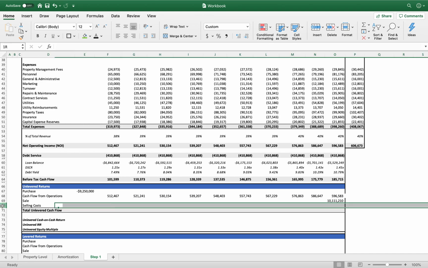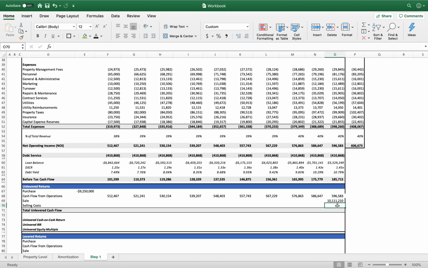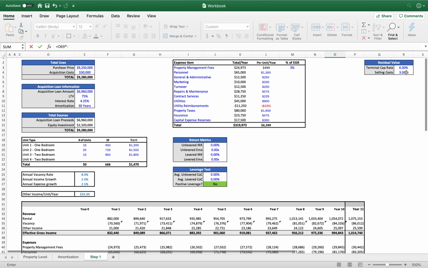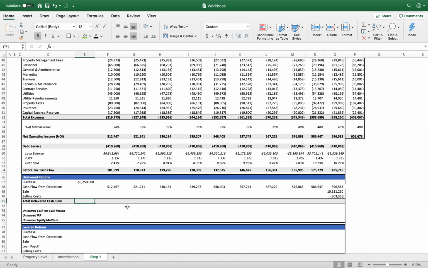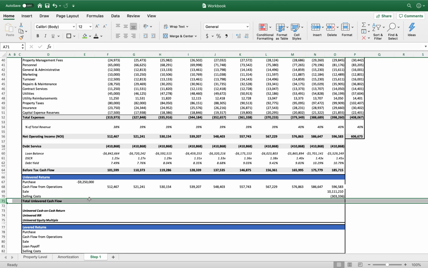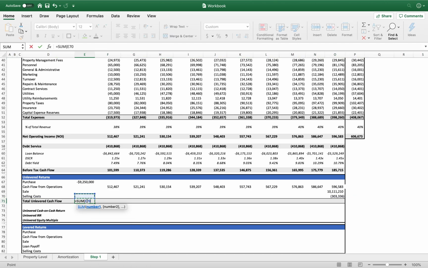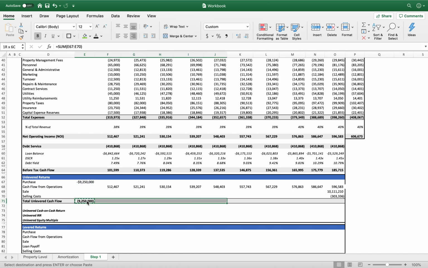Selling costs, that's another outflow. So we're going to take this $10 million and multiply that by a negative. Right now we have a 3% sales cost assumption. So there we go, $303,000. So our total unlevered cash flow is going to be the sum of all of those inflows and outflows.